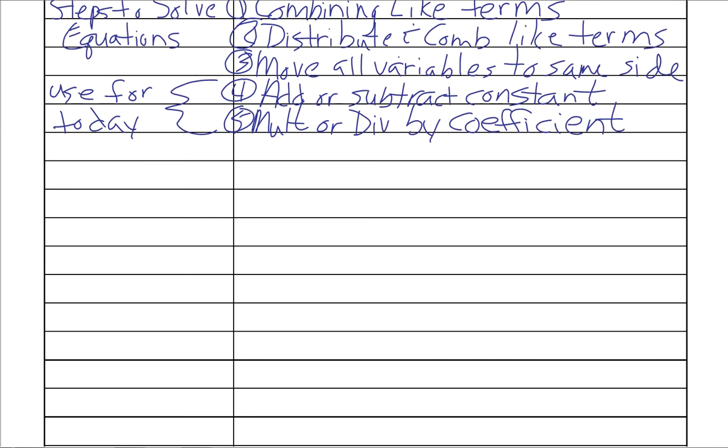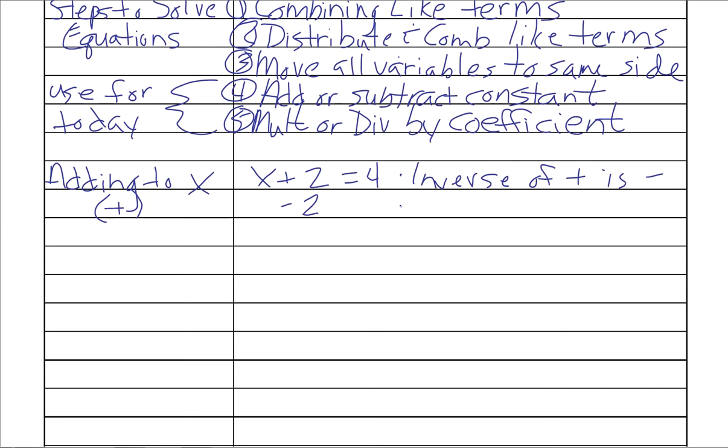The first thing that we want to look at is what do we do if there's something added to your x? So if we look at the problem x plus 2 equals 4, the first thing we need to look at is this is addition. So the inverse of addition is subtraction. So that means that instead of add 2, we're going to subtract 2. And whatever is done to one side must be done to the other.